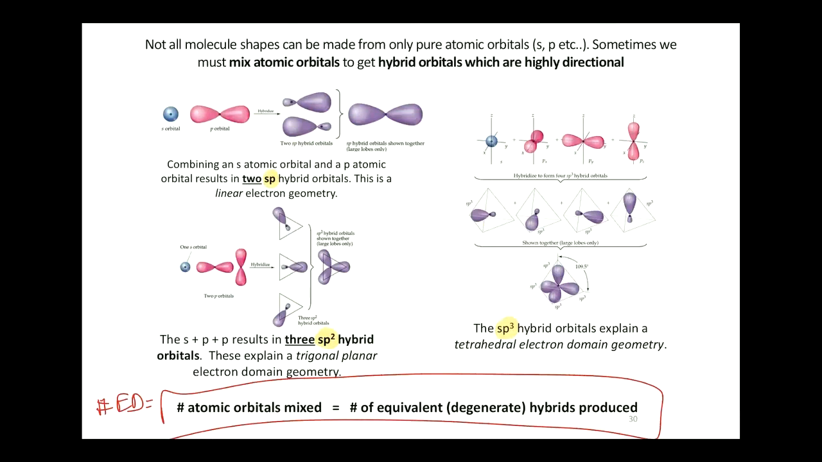So to get the shapes that we want, to make all the different molecular shapes, we have to mix different atomic orbitals.